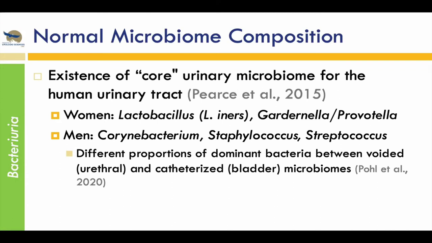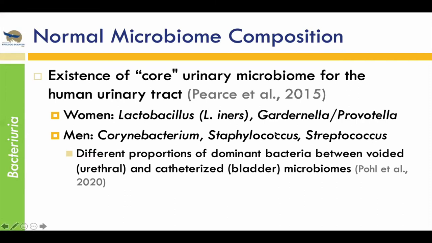What we do know is that men and women differ in the predominant organisms. The major urotypes in women include Lactobacillus and Gardnerella, and major urotypes in men include Corynebacterium, Staphylococcus, and Streptococcus. Present in small numbers, they presumably don't cause any symptoms in these people, but in larger numbers or in shifts, they could obviously cause problems as well.